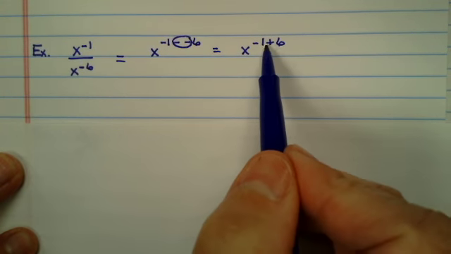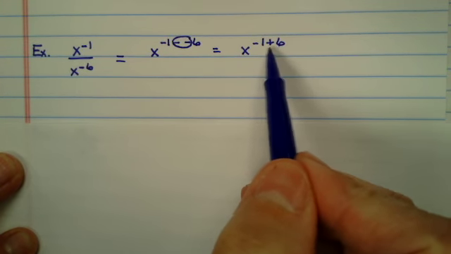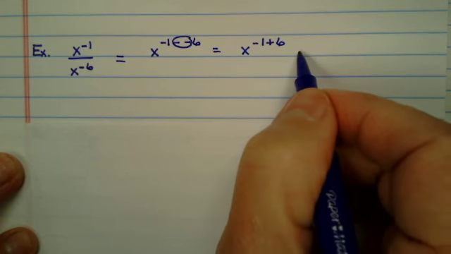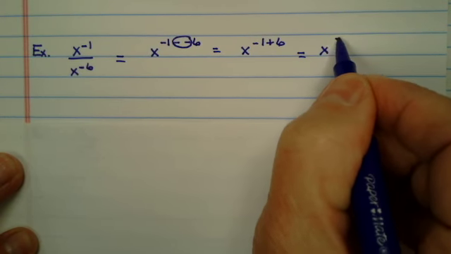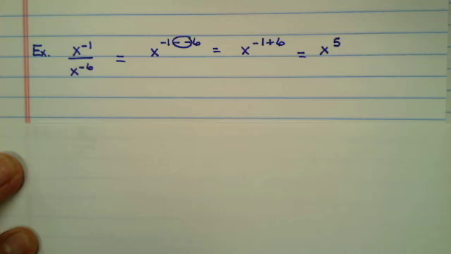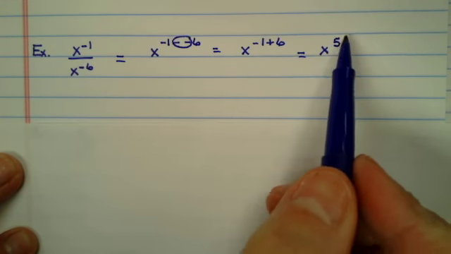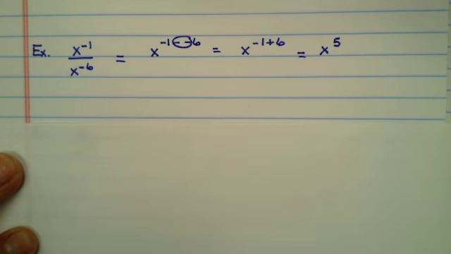So now I have -1 plus 6. The signs are different. Signs are different. I subtract, take the sign of the larger number. Since this is a positive exponent, I don't have to do anything else to this problem.